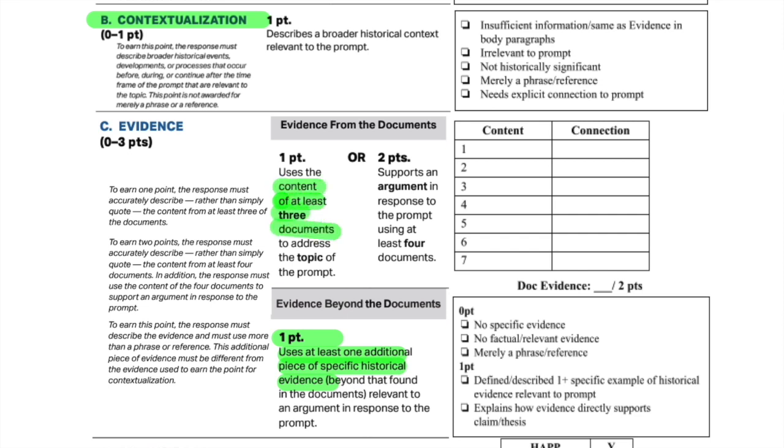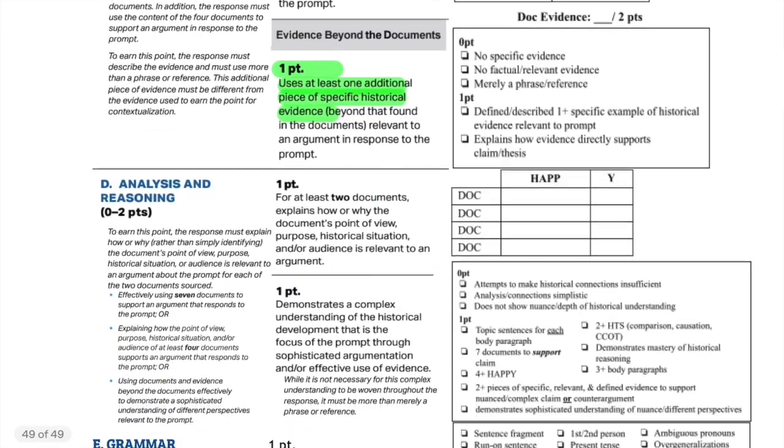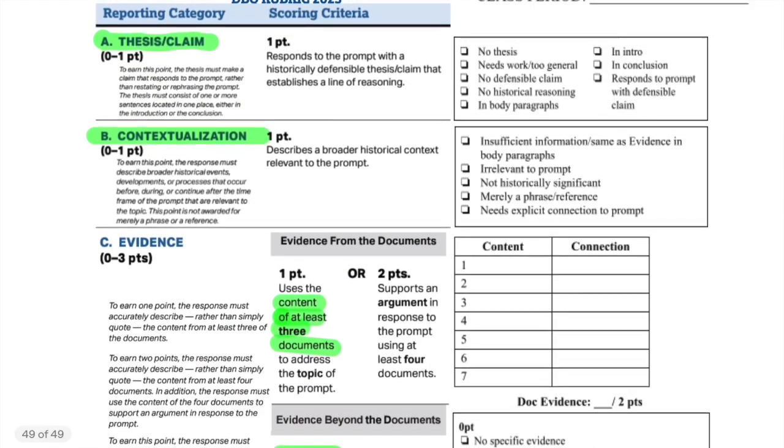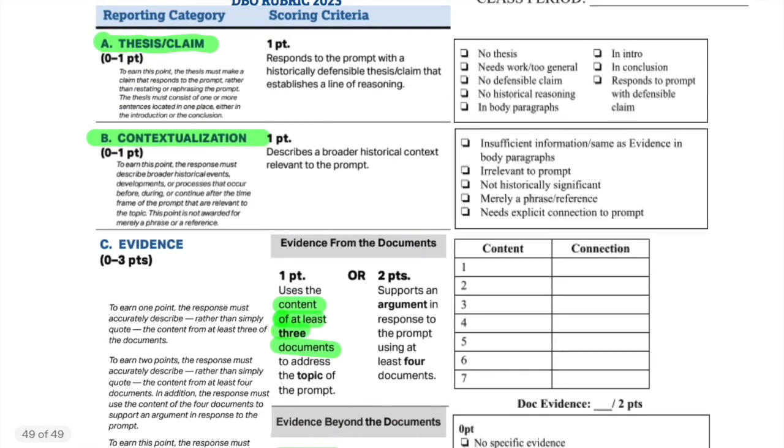And then you should be able to use the content of 3 documents, not HIP, but content. And then, of course, grammar. Y'all should, by this age, be able to write in complete, grammatically correct sentences. So really, you should be making a 5 out of 8. But let's just say, since it's your first DBQ, let's aim for the 4 out of 8. But the grammar point, y'all should be familiar with how to write in historical essays. So this is the rubric that I'm going to be using as I grade you.